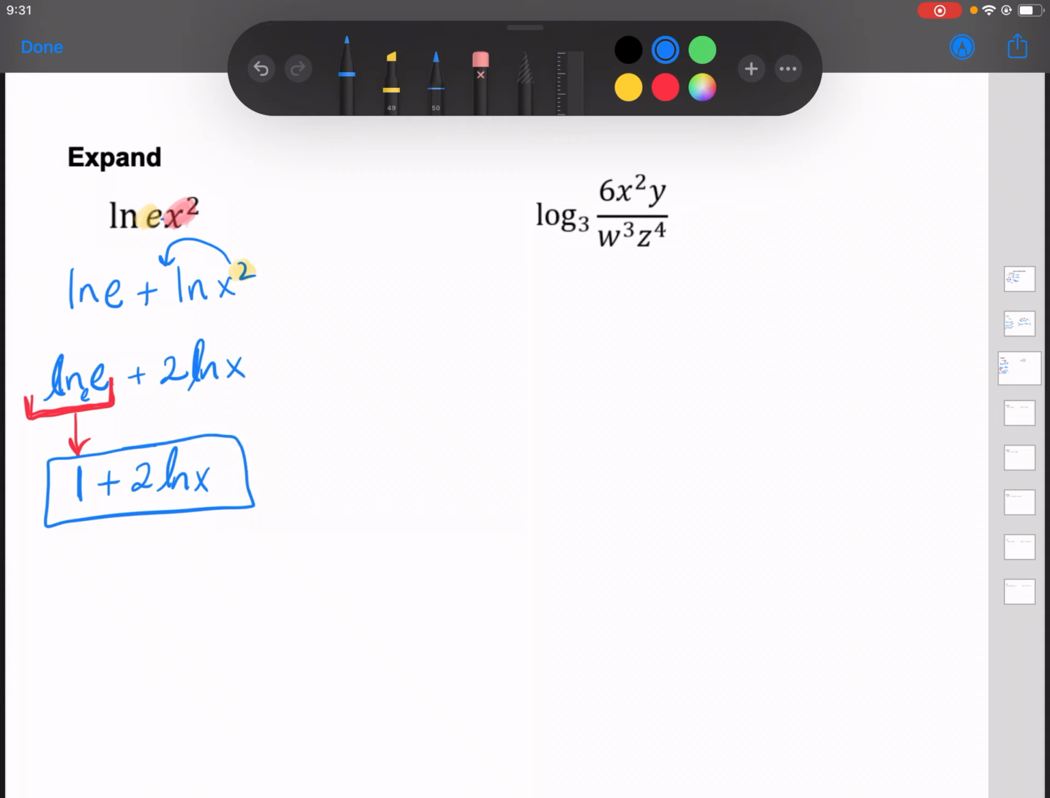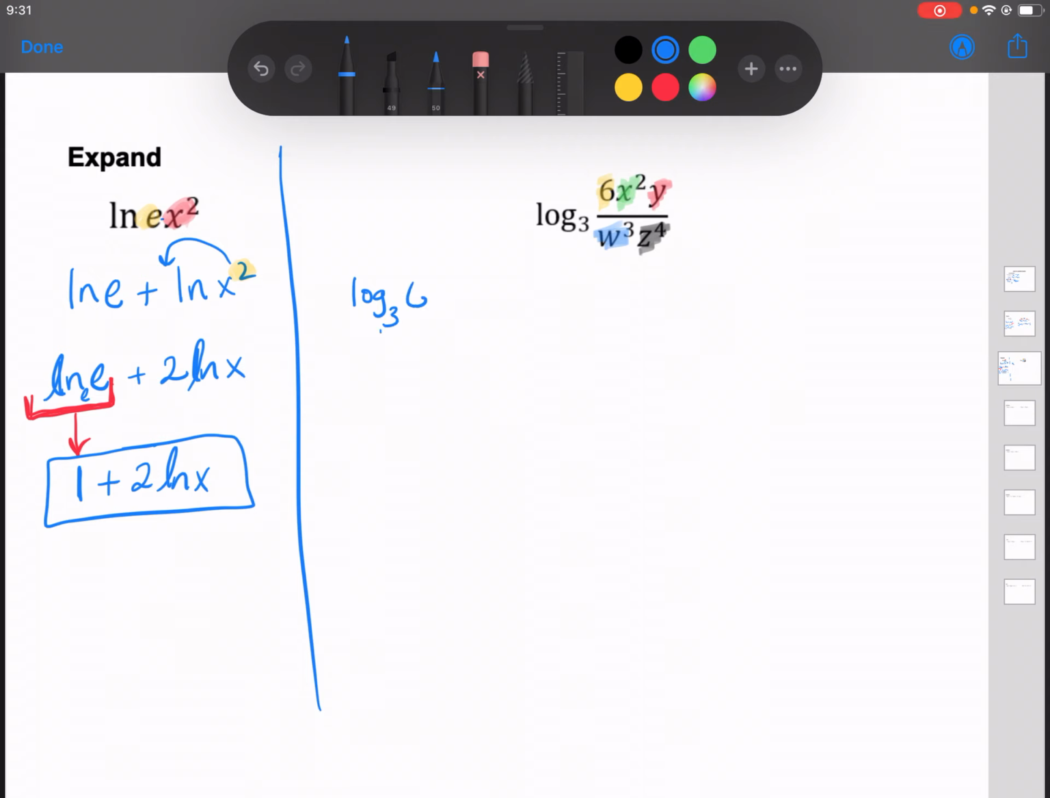Let's get even more complicated. So this next one really shows a pretty full depth of what this is going to look like. So every constant needs to go in its own log, as well as each variable. So we've got the 6, we've got the x squared, we've got the y, we've got the w cubed, and we've got the z to the 4th. So all 4 of those are actually going to go in their own log. Sorry, 5. All 5 of those.